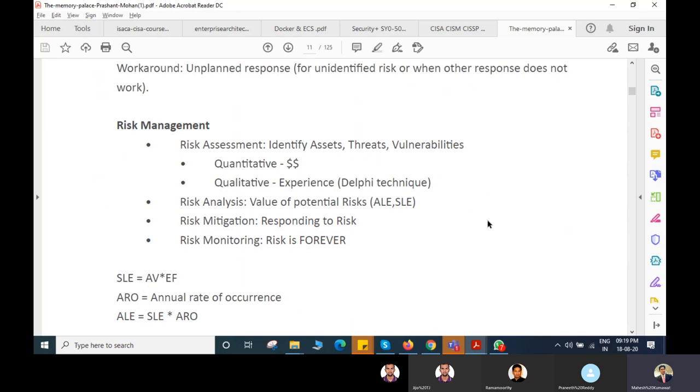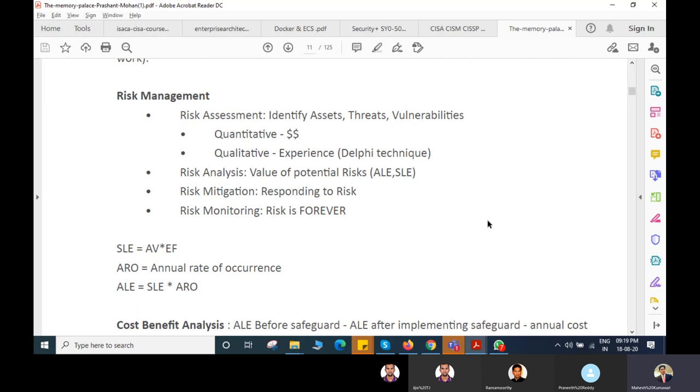So we have this analysis of the value of potential risk. We have ALE, annual loss expectancy, and SLE, single loss expectancy, and we have some risk mitigations in responding to a risk. How do you want to respond to a risk? Risk monitoring is forever. So we have some formulas for calculating the particular single loss expectancies.